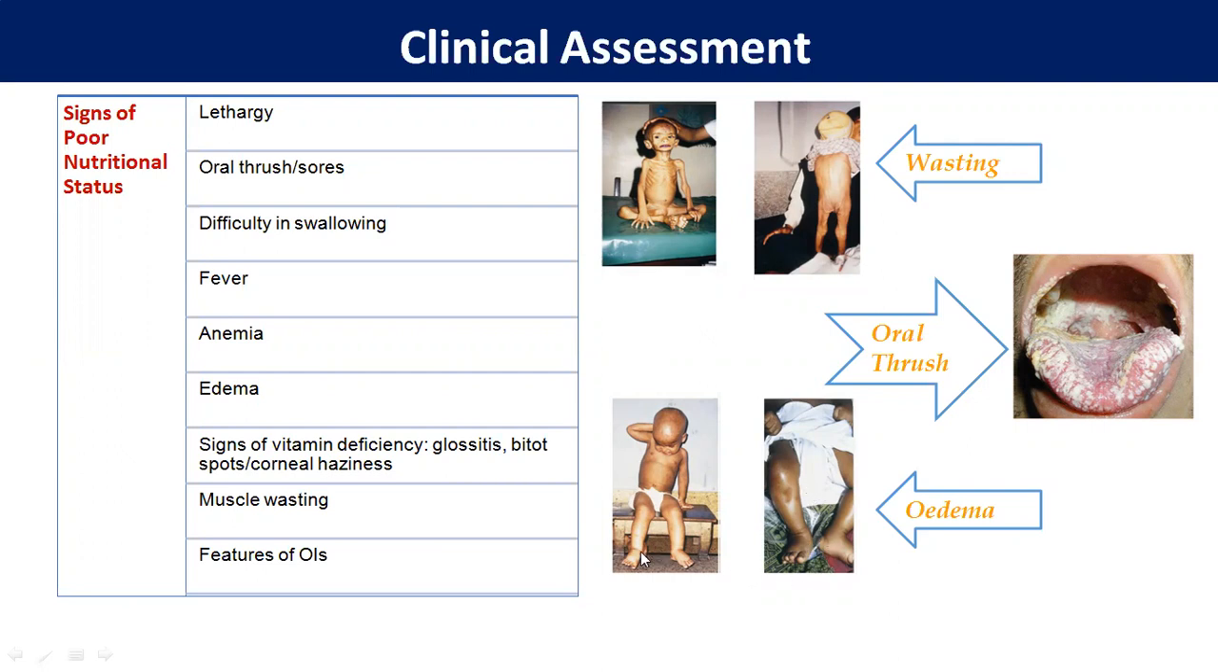edema. Signs of vitamin deficiency, as I already said: glossitis, Bitot spots, angular stomatitis, there will be cheilosis, and then there will be cracks in the lips and the angle of the mouth. Muscle wasting is clearly visible, and other features might be looked for. So it's very important to run your eyes from head to toe and see the things.